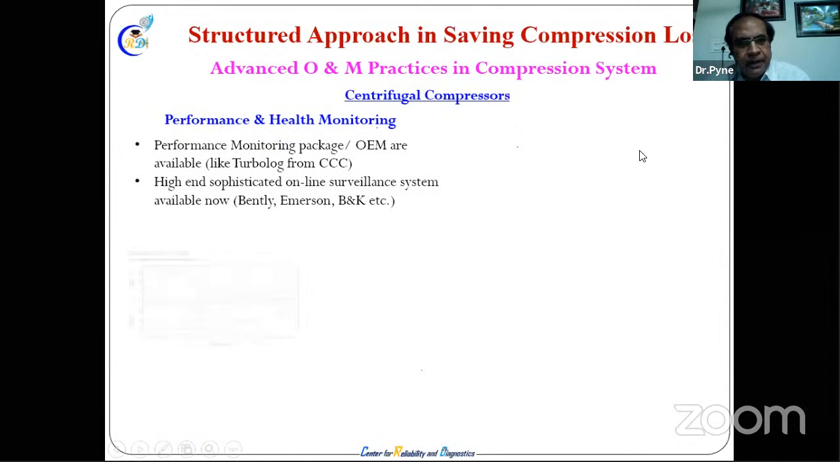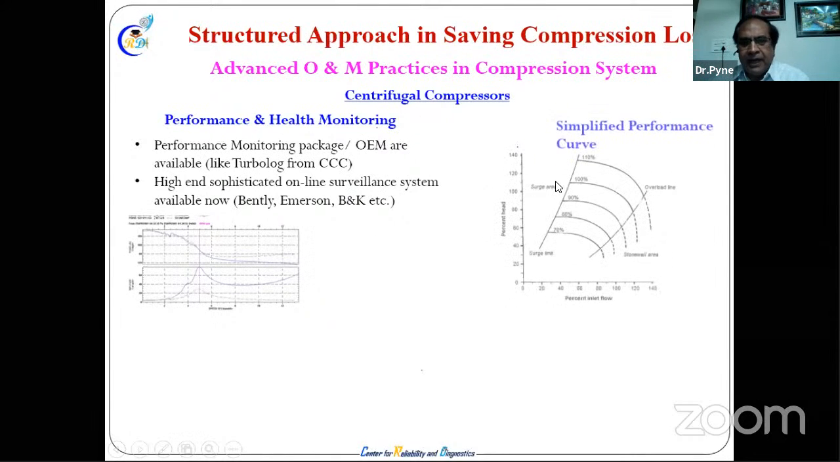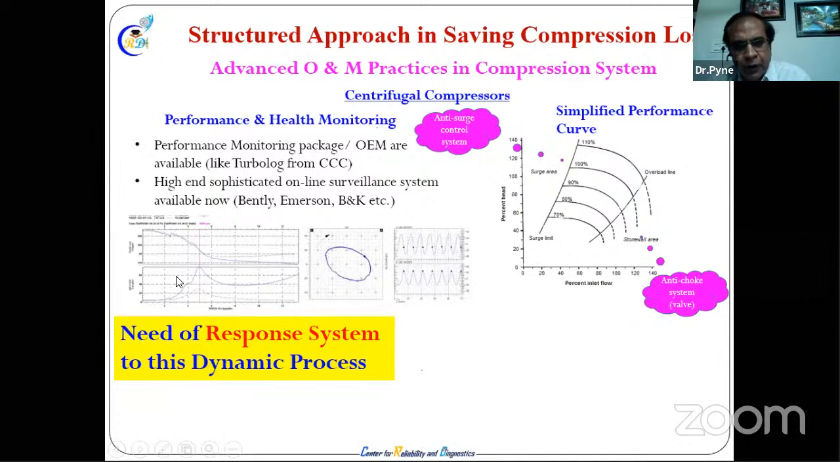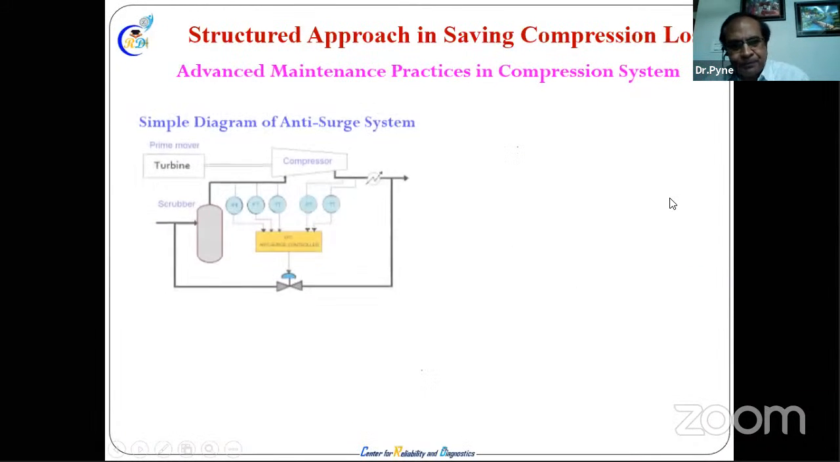Performance monitoring and health monitoring of the centrifugal compressor: there are online systems, online data and online knowledge available, and highly sophisticated maintenance systems are available. So we need to respond to the system. How the systems respond, accordingly we also have to respond, taking care that the centrifugal compressor is not going out of the surge line and going out of stone walling. Okay, that is what you have to look into in maintenance.